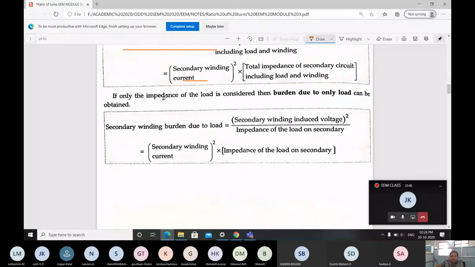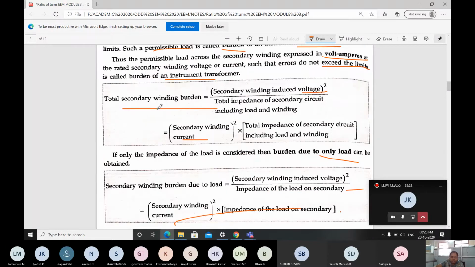If only the impedance of the load is going to be taken, then the burden due to only the load can be obtained as: secondary winding burden due to the load is equal to secondary winding induced voltage squared divided by the impedance of the load on the secondary, and in terms of current, secondary winding current squared times the impedance of the load on the secondary. This is the equation in terms of burden.